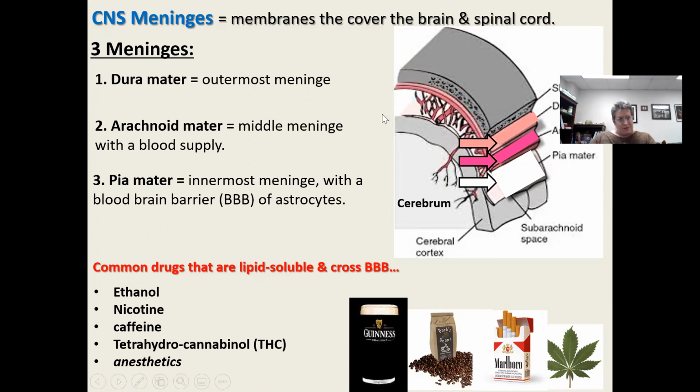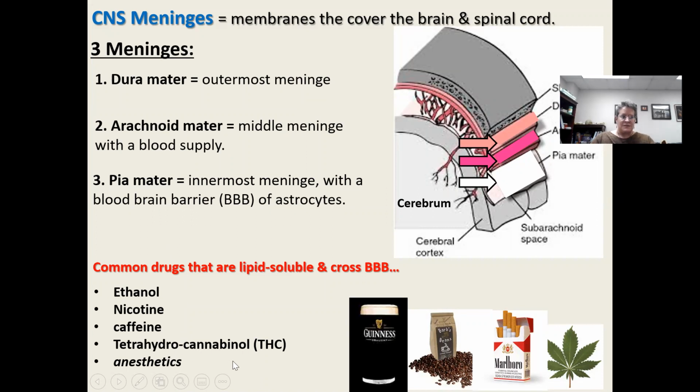Some things easily cross through this blood brain barrier. As I mentioned, gases, nutrients, and things like that. But also, some other things can diffuse across that membrane. And when they enter the brain, you can see central nervous system effects. One of those is alcohol, which passes through very easily. Nicotine from cigarettes passes through, caffeine.